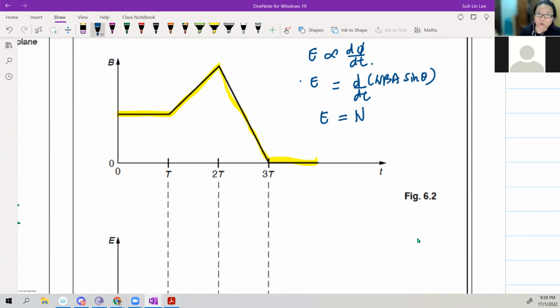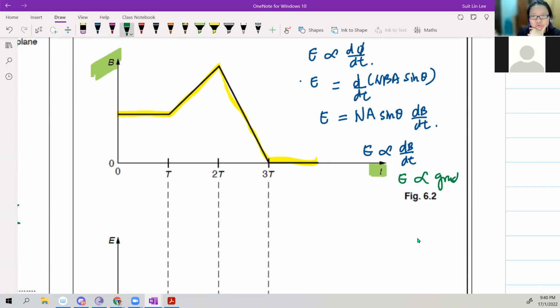Number of turns in the coil is constant. Area of the coil is constant. And I didn't change the orientation of the coil. So sine theta is also constant. Throw everything out. And what you have is dB/dt. So induced EMF is proportional to dB/dt. Now B here, t here, dB/dt is gradient. So induced EMF is proportional to gradient of your B-t graph.